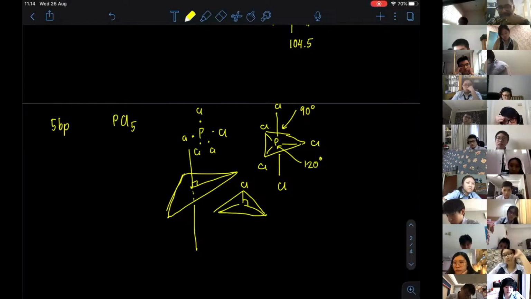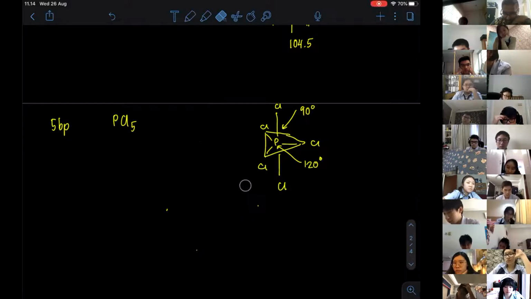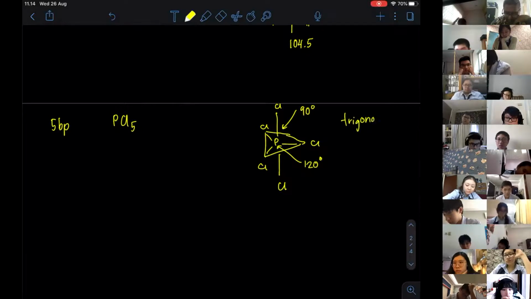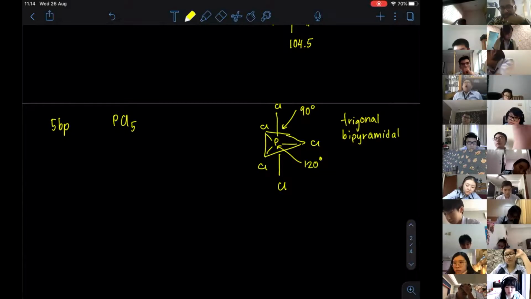So this shape, I'll erase this part. This one we call, since there is actually a triangle, we call it trigonal. Trigonal. But there is up and down, it is bipyramidal. Okay, trigonal bipyramidal.